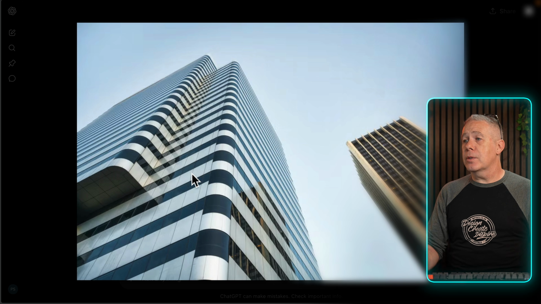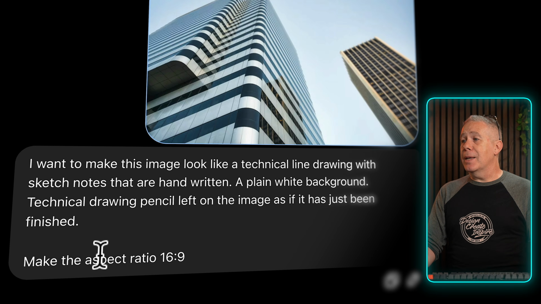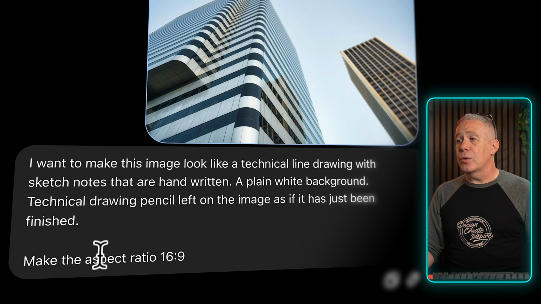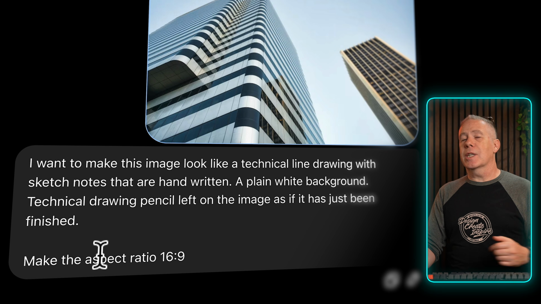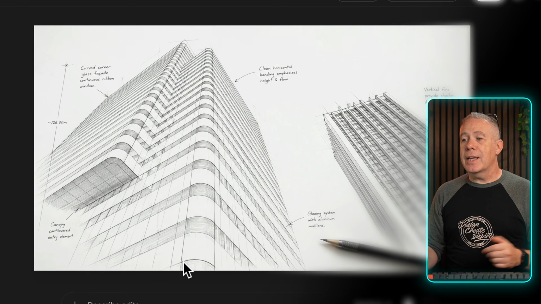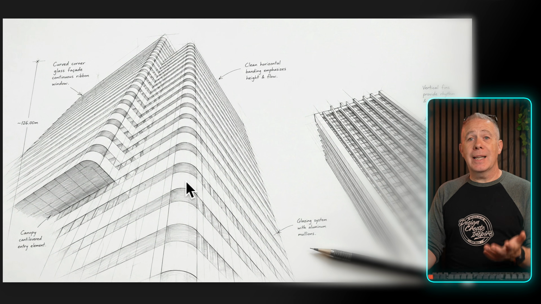Some simple prompts. As you can see, I want to make an image look like a technical line drawing with sketch notes that are handwritten. Plain white background, technical drawing, pencil left on the image as if it's been just finished. Aspect ratio 16:9. So this is what we're going to use for our hero section. 46 seconds later, we now have exactly that.